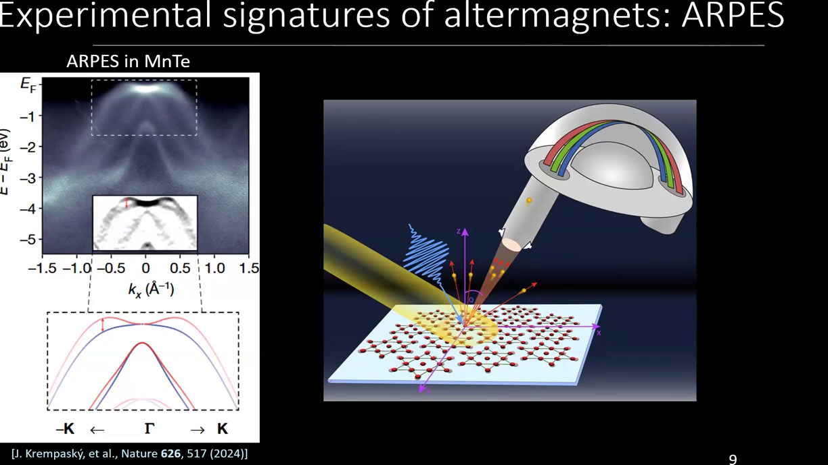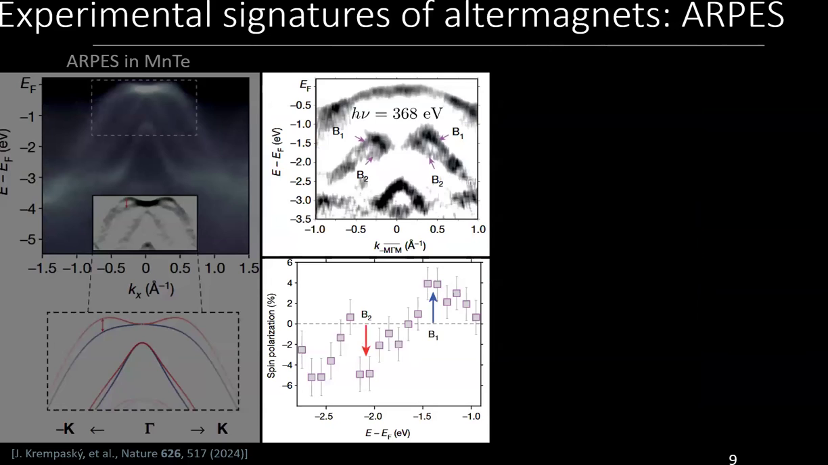So this agreement prompts us to conclude that it is finally an altermagnet. Furthermore, we can measure the spin polarization of these bands, and it's indeed, if this is spin down, I guess this is spin up. I will use different colors. Anyway.